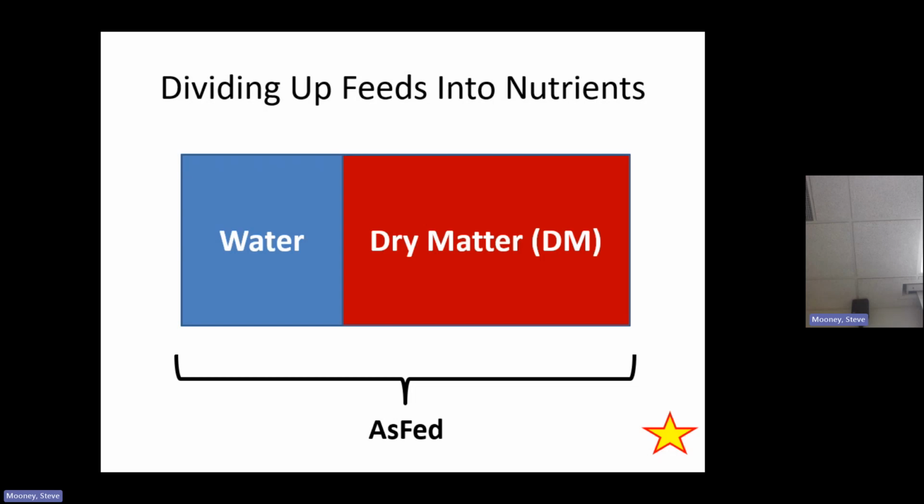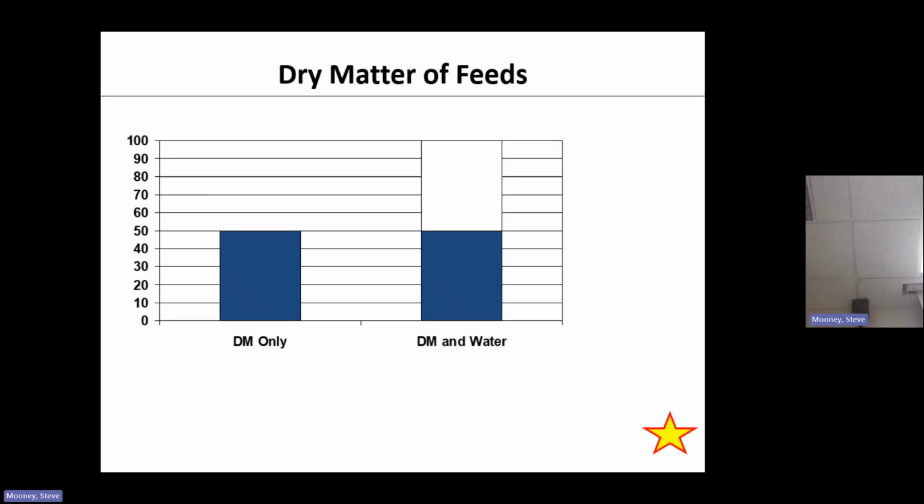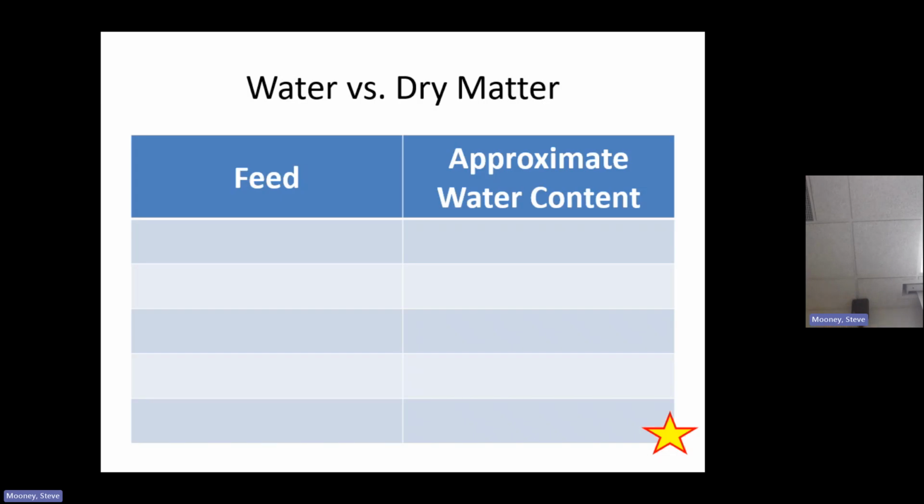One of the challenges of working with ruminants is we balance rations on a dry matter basis, but we feed on an as fed basis. So we need to be able to go mathematically back and forth between dry matter and as fed when we're looking at our cows. Most of the time when we're talking about feeds, we're only talking about the dry matter portion, but what the animal consumes is that dry matter plus water, and that amount of water varies depending on the feed we're dealing with.